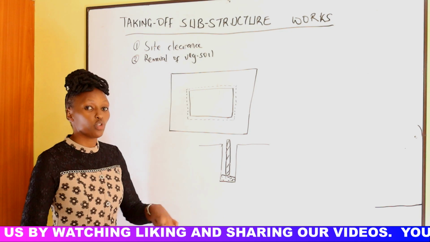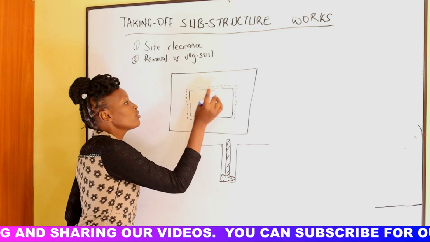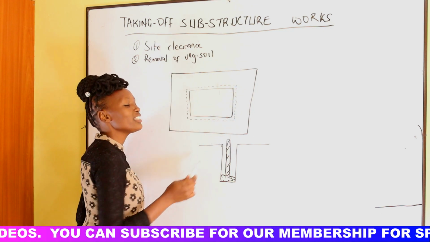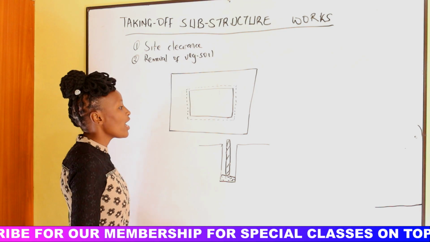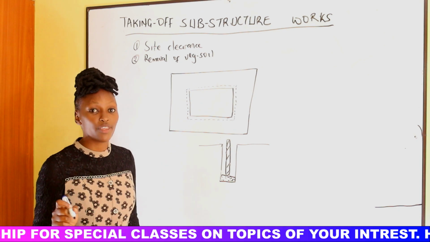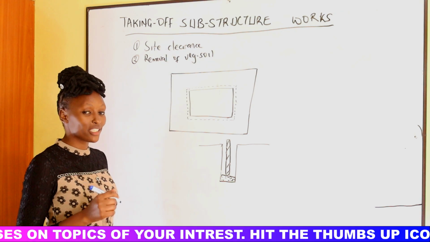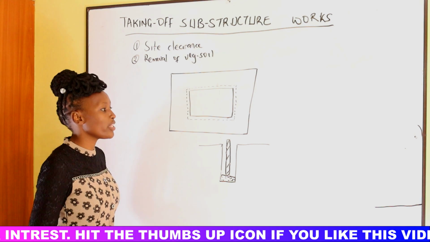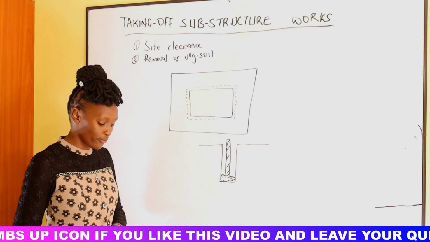Then the same area that we do site clearance, we usually remove the vegetable soil. So the same area including the foundation spread, which we have calculated as length times width, is the same area for the removal of the vegetable soil. The average depth for the removal of vegetable soil is usually 150 millimeters, unless the structural engineer states otherwise.